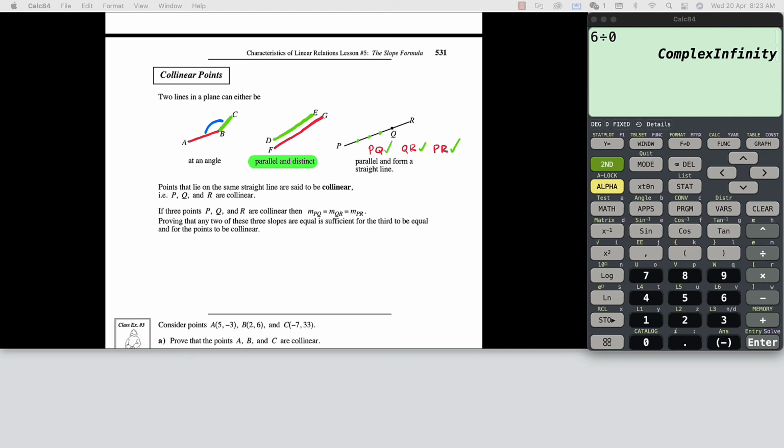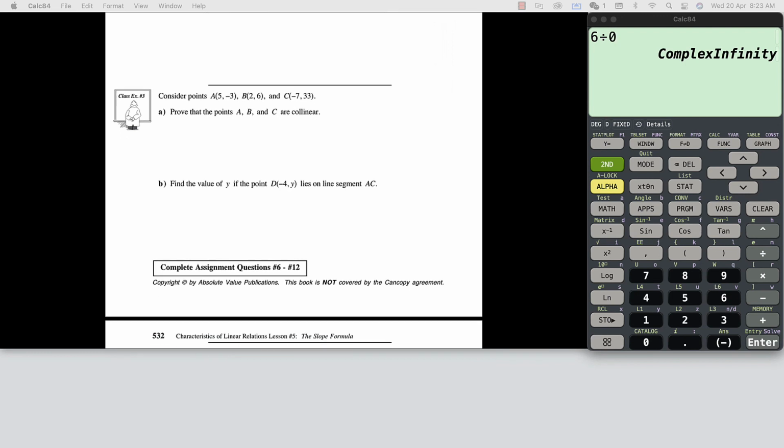Okay, so let's take a look at class example 3, and then we'll be moving on to the assignment. Prove that points A, B, and C are collinear. Well, what does that mean? It means that the slope between A and B needs to equal the slope between B and C. If those are equal, then we know that these points are collinear. So I'm going to start off with these two points, A and B, and I'll just call this XY, 1, 1, and 2, 2.